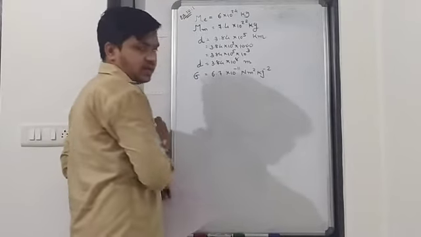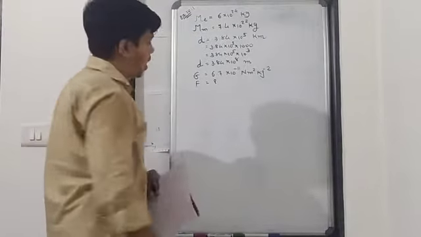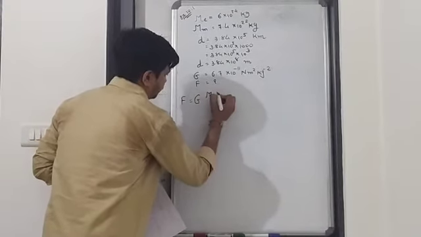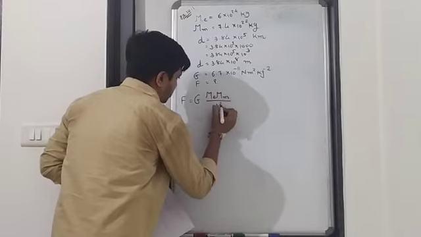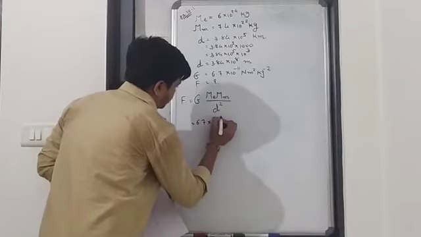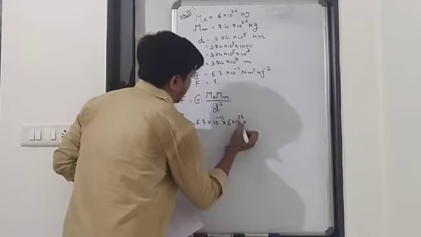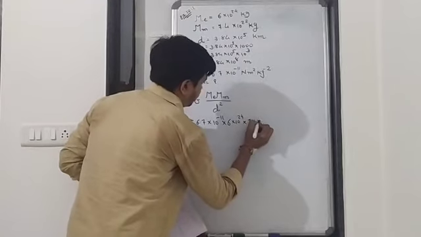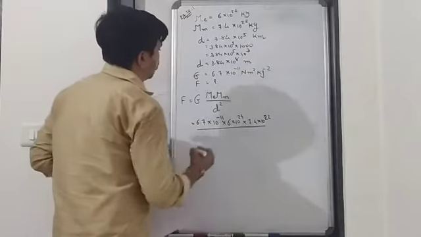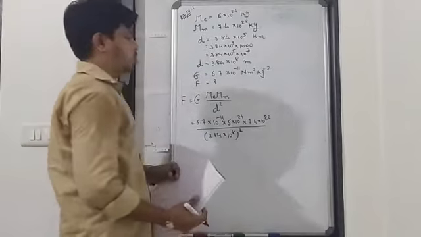Now we have to find out F, the gravitational force. As you know, for that you have to apply the equation: F is equal to capital G M_E M_M divided by D square. The value of G is 6.7 into 10 raised to minus 11. M_E is 6 into 10 raised to 24. M_M is 7.4 into 10 raised to 22, divided by D square, which is 3.84 into 10 raised to 8 whole square.